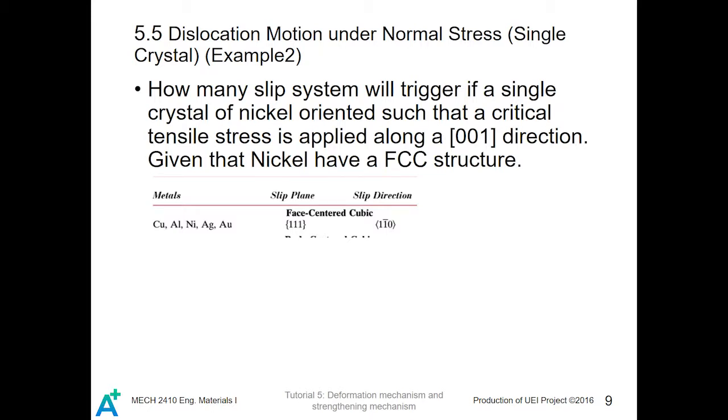Example 2. How many slip systems will trigger if a single crystal of nickel is oriented such that a critical tensile stress is applied along a 0 0 1 direction, given that nickel has an FCC structure? First, we need to identify the possible slip systems, using the table from the previous slide, or you can just remember it. I suggest you remember it.